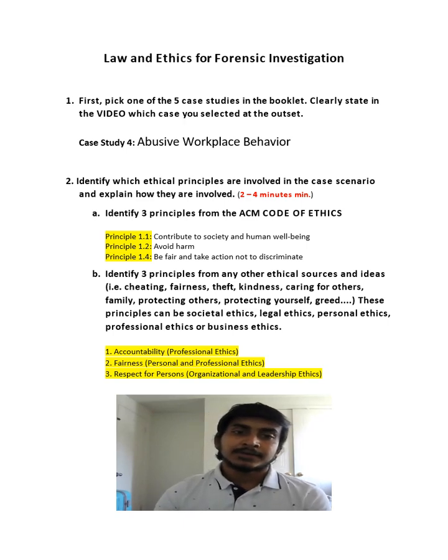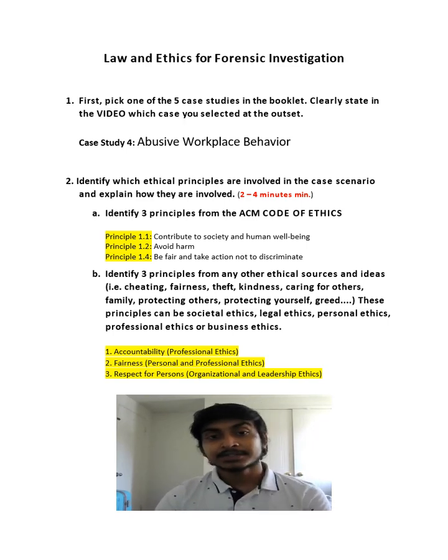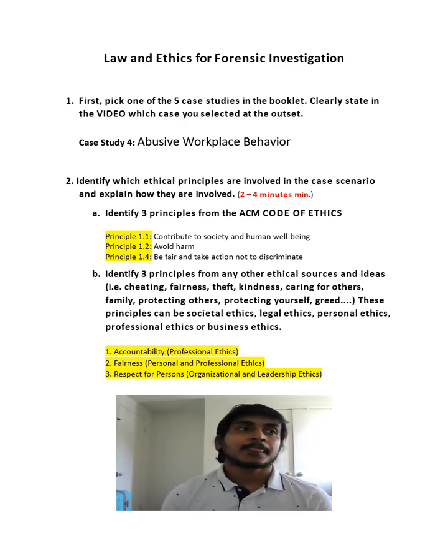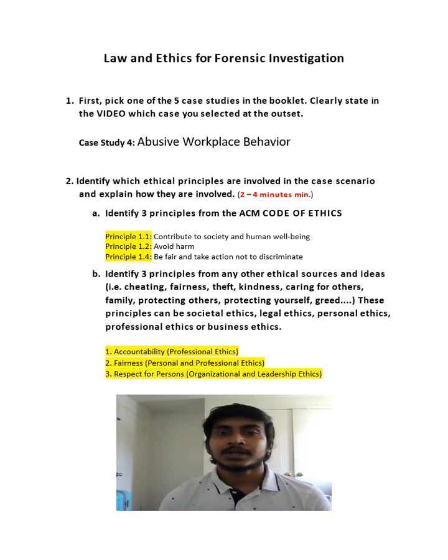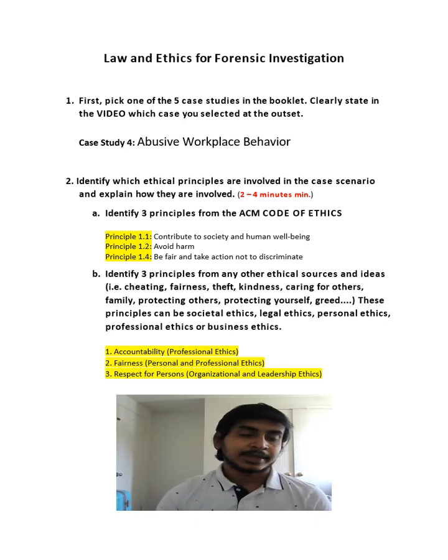The second principle that I would like to involve is fairness. Fairness means treating everyone equally and recognizing contribution without any kind of bias. So Max's actions show lack of fairness, and he punishes women and denies them credit. So I think fairness should be involved.